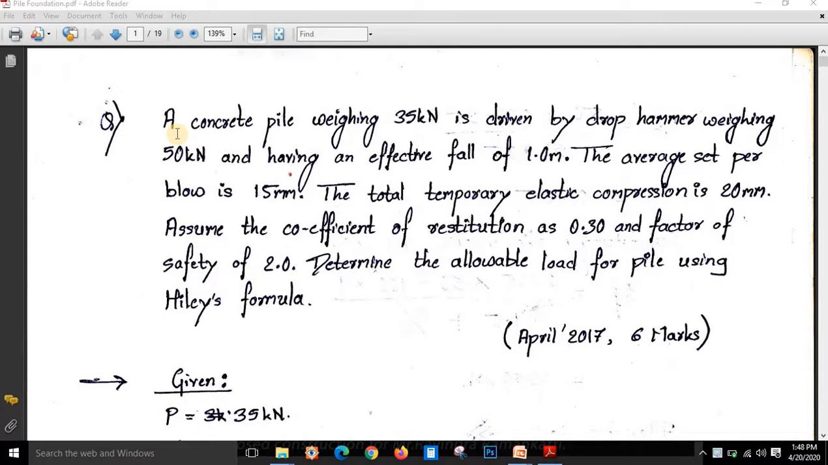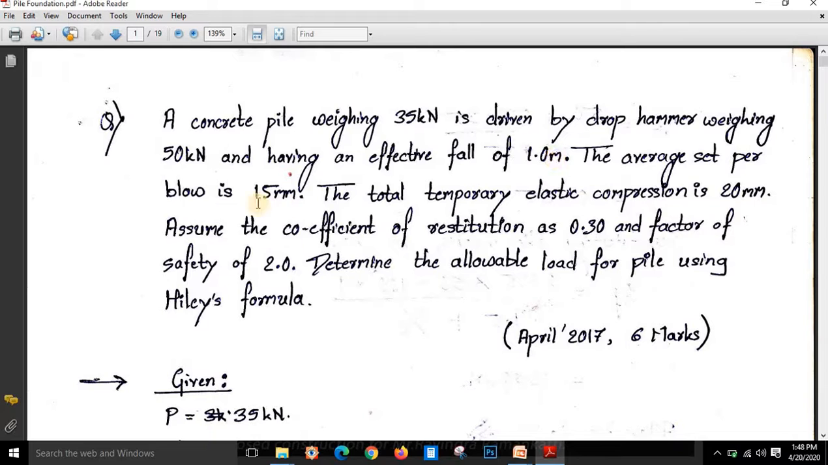examples on pile foundation. I have chosen an example from the April 2017 question paper, which was asked for 6 marks. So you can see it's a very simple problem. A concrete pile weighing 35 kilonewtons, meaning the weight of the pile is 35 kilonewton, is driven by a drop hammer. Remember this, it is a drop hammer weighing 50 kilonewton and having an effective fall of 1 meter. The average set per blow is 15 mm.